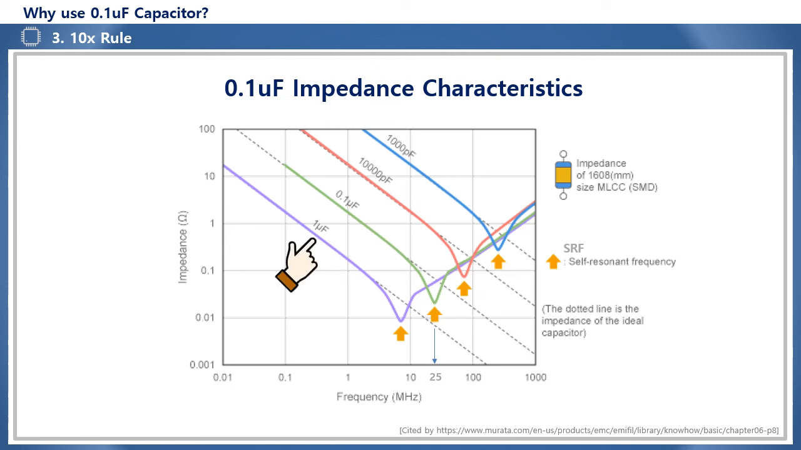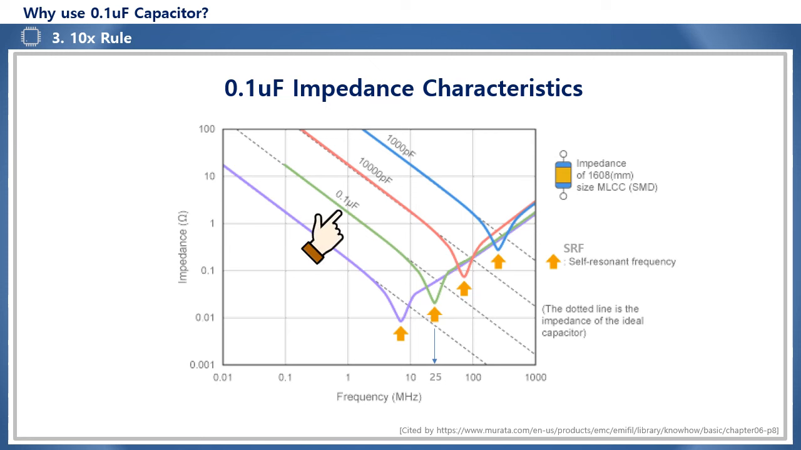In other words, if the capacitance is a large value of 1 microfarad, the SRF is low, below 10 MHz, like the purple curve, so the low frequency characteristics are good. But the high frequency inductance characteristic range is widened, so the high frequency characteristics are poor. If the capacitance is too small, such as 1 nanofarad, the SRF will be in the high frequency range of hundreds of megahertz or more, as in the blue curve. And the overall impedance characteristic will have a large value of more than 1 ohm, which is not suitable.